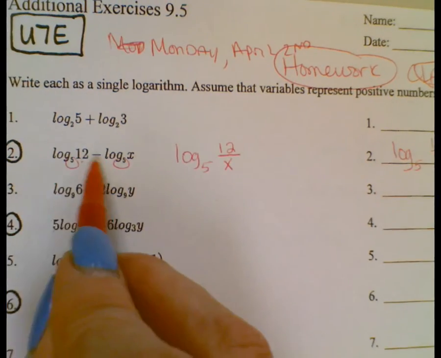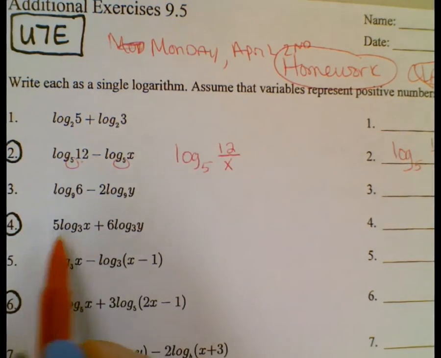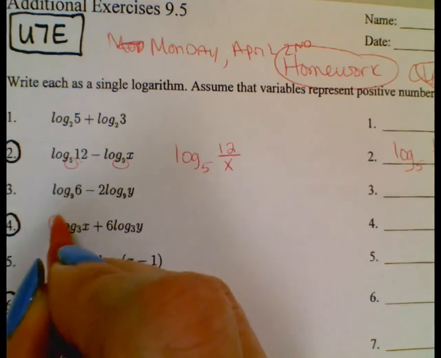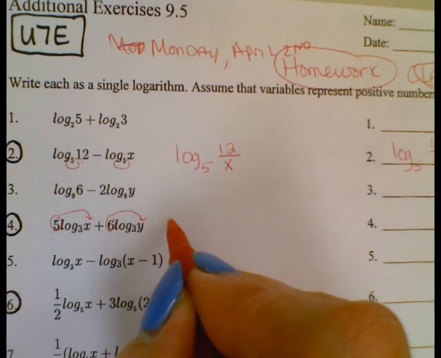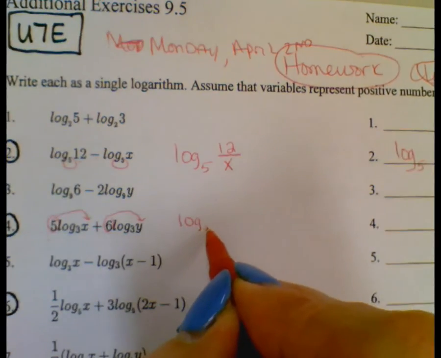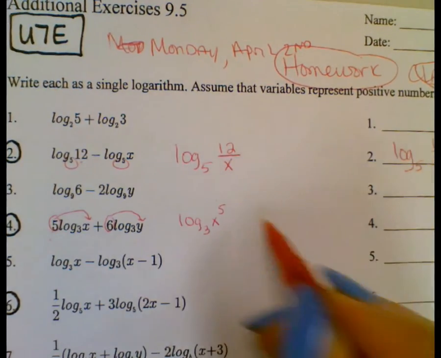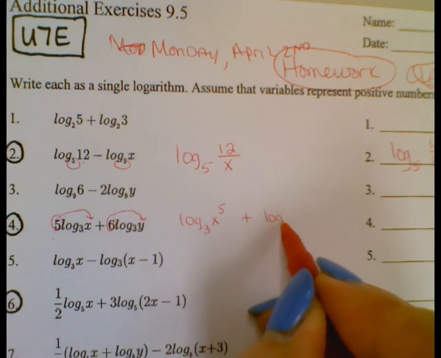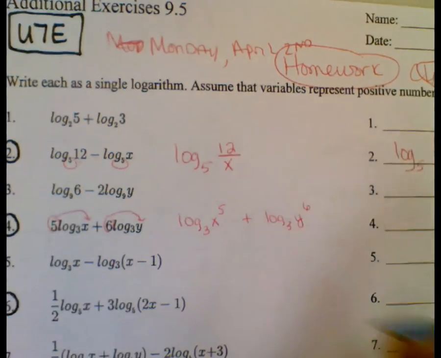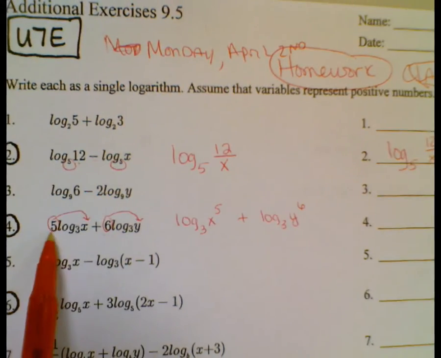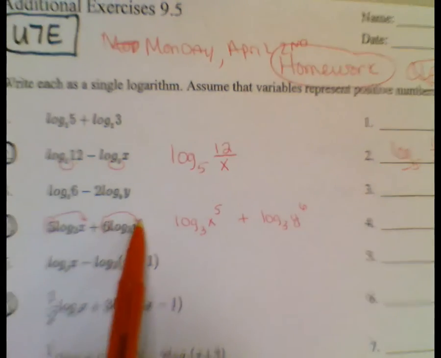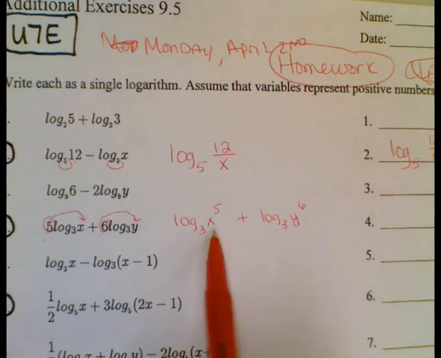Notice you didn't have any numbers out front in number 2, but you do have numbers out front in number 4. So you have to make these exponents for x, and the 6 is going to be the exponent for y. So first thing you want to do is rewrite that. So you have log base 3 of x to the 5th plus log base 3 of y to the 6th. So those numbers out front, which are coefficients right now, can shrink and become exponents. And you have to do this before you can condense.